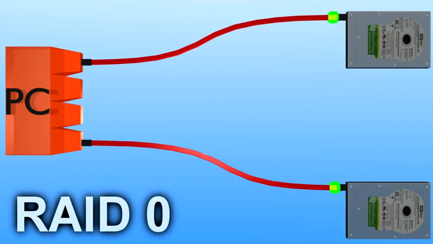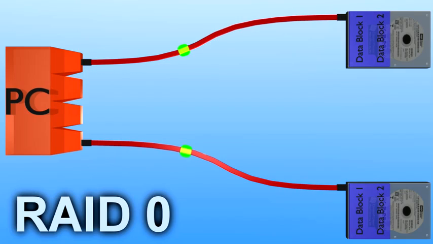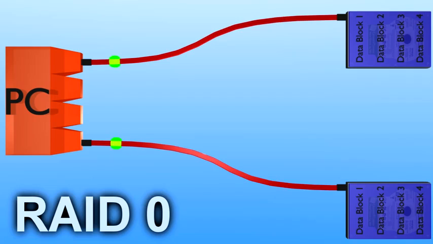RAID 0, also known as striped volume, is where the data is split across two hard drives in blocks of bytes. Now a block of data can be as small as 1 byte, but is commonly 512 bytes, so there is a varying number of blocks that will be created on your hard drive.